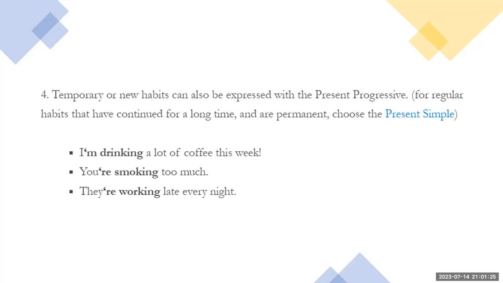The second, ¿tú estás fumando mucho? Okay. Y la tercera, ellos están trabajando tarde todas las noches. En ese caso, esa oración se refiere a futuro, ¿no? They're working late every night. Estarán trabajando noche. Okay. Don't forget that right here at the beginning, it says temporary or new habits can also be expressed. Situaciones temporales o nuevos hábitos también van a ser expresados con el presente progresivo, por eso se refiere a ello. Hay que mantener eso en mente.